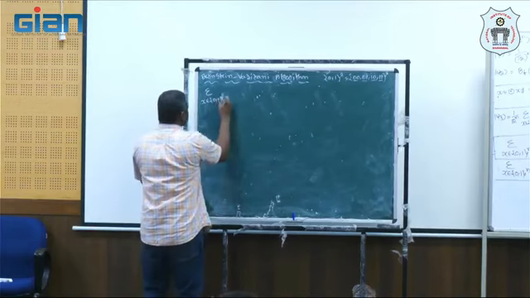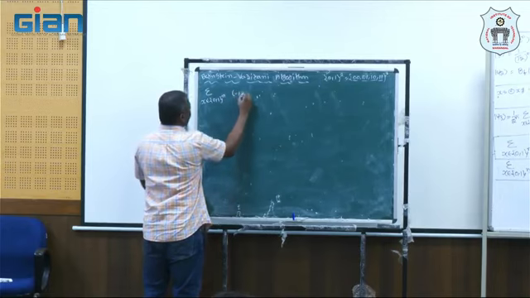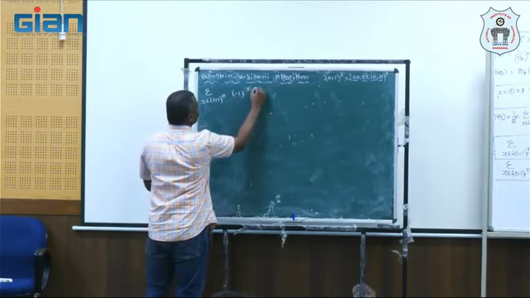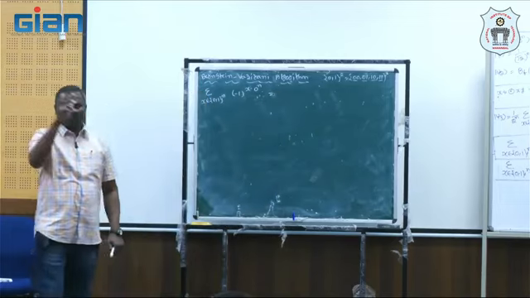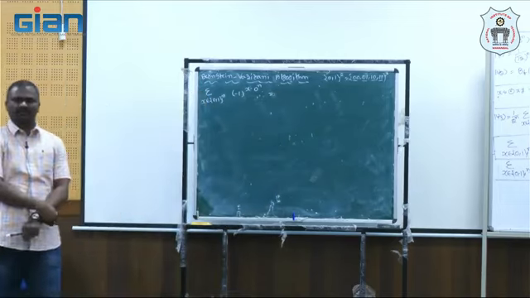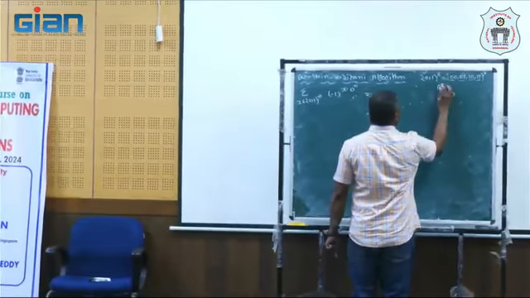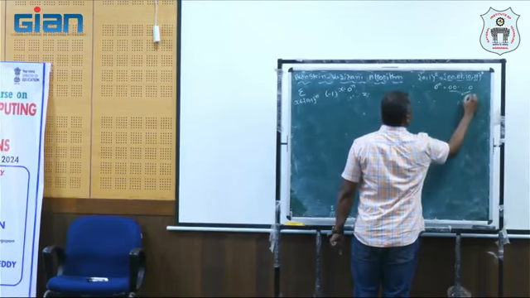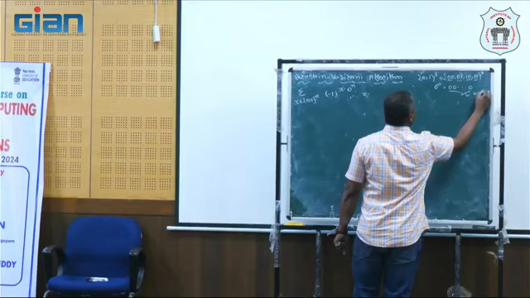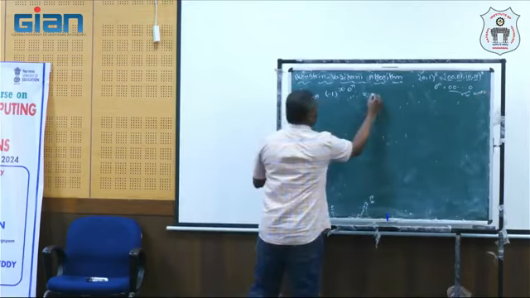Now, can you tell me what is sigma x belongs to {0,1}^n, (-1)^(x·0^n)? 0^n means 0 n times. Okay, no. What is that value? 2 to the power n.